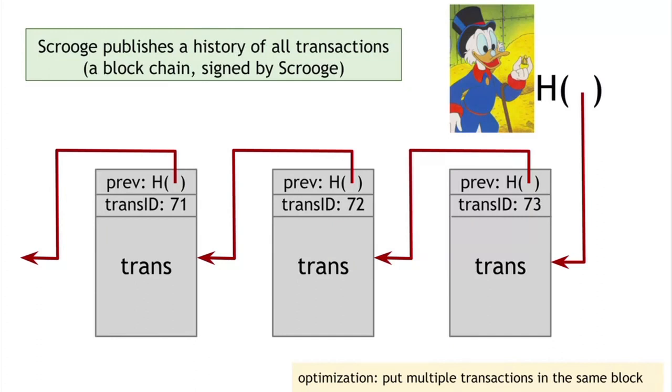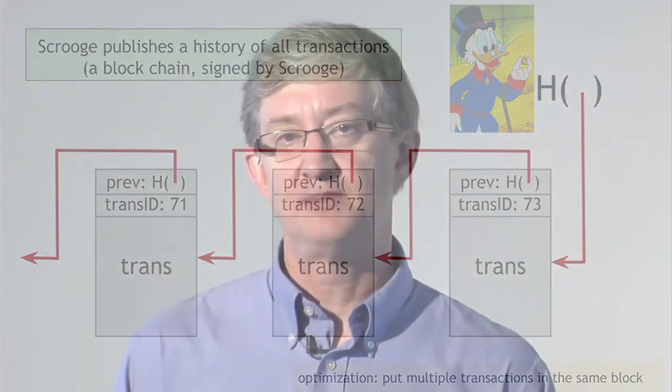Now anybody can verify that Scrooge really did sign this hash pointer, and then they can follow this chain all the way back and see the entire history of all the transactions in the history of Scrooge Coin, as endorsed by Scrooge. Okay. Now I said here that we put one transaction in each block. We do that for simplicity of explanation, but in practice, as an optimization, we'd really put multiple transactions into the same block, as Bitcoin does. So you can bear in mind as I talk about Scrooge Coin that that's the way we'd really do it in practice.